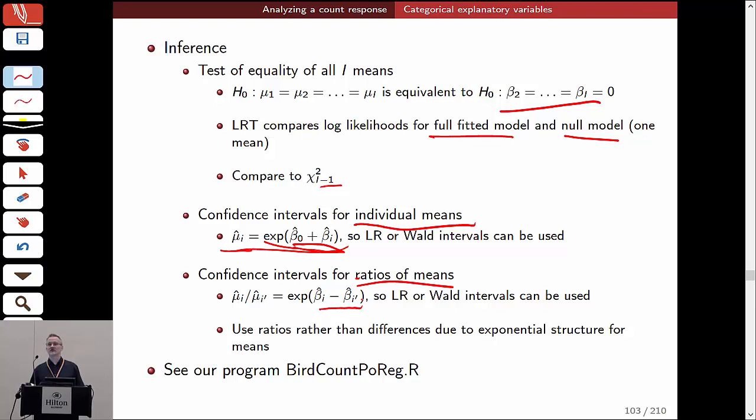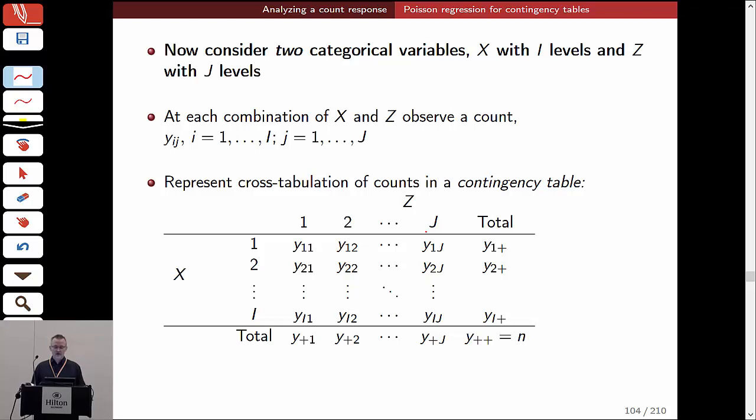Exponentiate it, and you can find a confidence interval for the difference between the two parameters and exponentiate the endpoints of the confidence intervals. We go through all of that in some detail in a separate program that I'm not going to show here, because there are a lot of other things that I want to get to with you. In particular, what if you have two categorical variables?